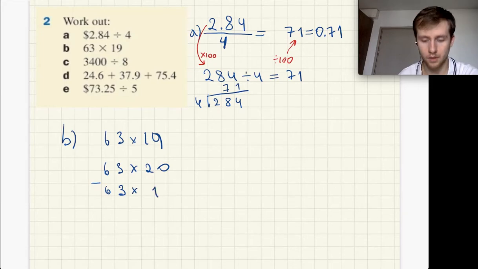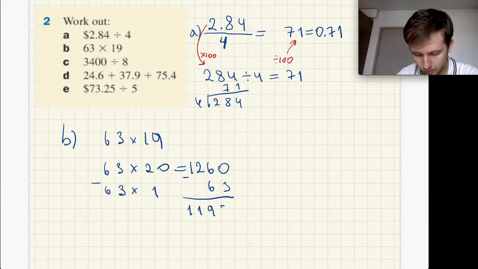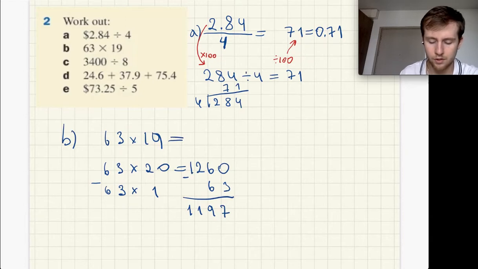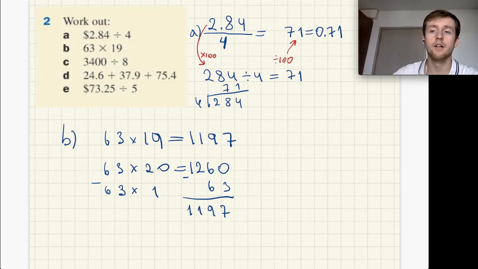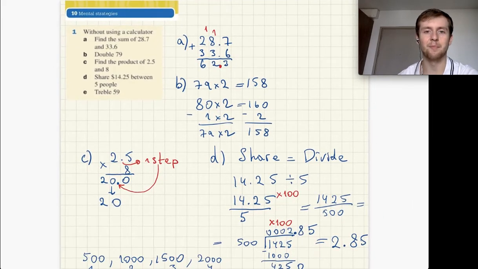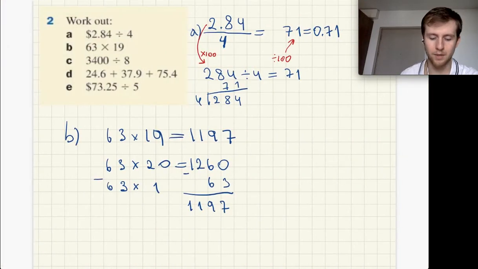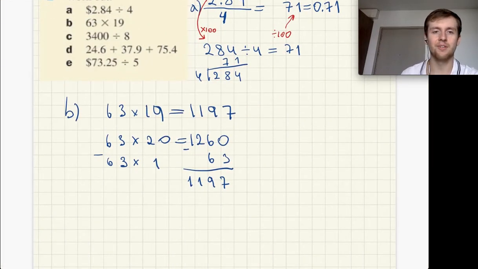times 1. Yeah? So 63 times 20 would be equal to 1260, and then we have to subtract 63 from it, which would give us 1197. So 63 times 19 equals 1197. This is another method. Actually, it's the same as I showed you here. Yeah, it's still the same method that I showed you in letter B of number 1. 1B. 2B, all the same thing.